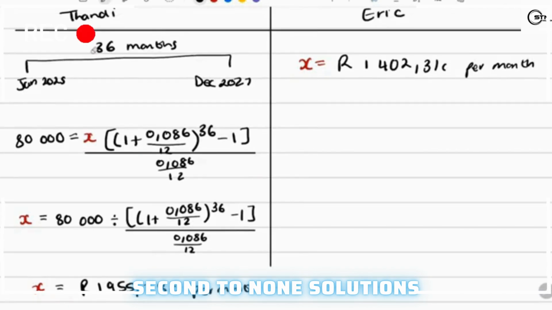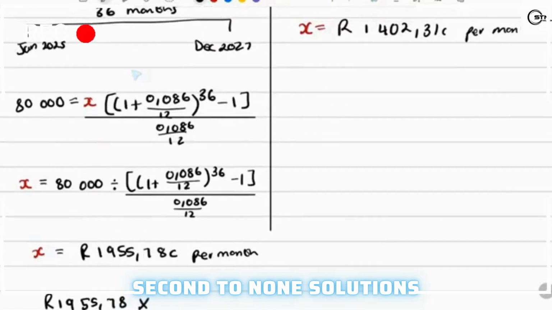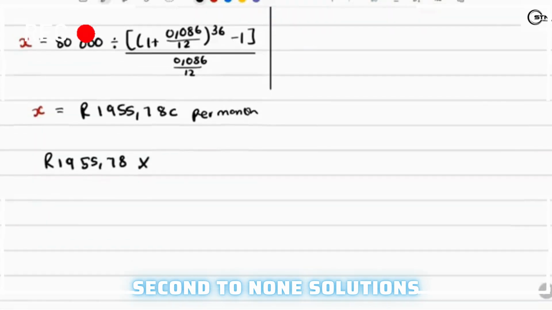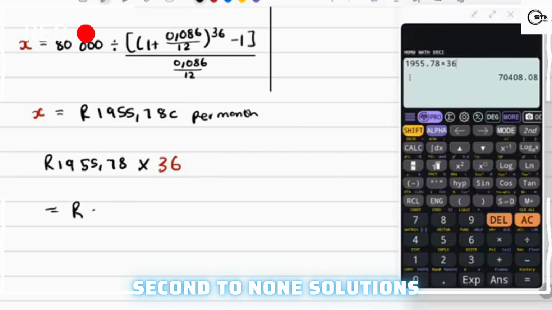Tandi is depositing for how long? For 36 months. So what she's going to have taken out of her pocket is the amount that she's paying monthly, multiplied by the 36 months she pays it for. That's going to tell us the total amount that Tandi ended up paying. When I calculate that, I get 70,408.08 cents. So that's how much Tandi pays as a whole.